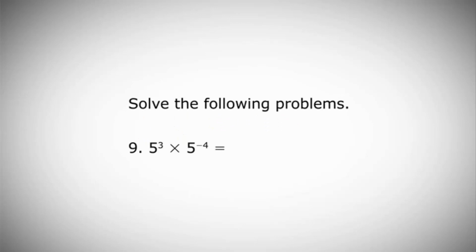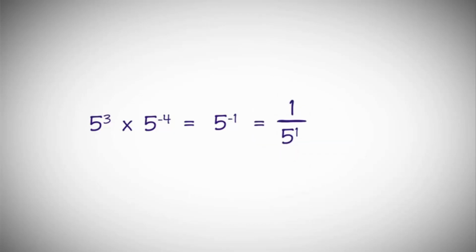Now let's take a look at number 9. Number 9 gives us the expression 5 to the 3rd times 5 to the negative 4th. The operation here is multiplication, which means that we're going to add our exponents. Our base stays the same, so 5 to the 3rd times 5 to the negative 4th is going to be equal to 5 to the negative 1st power, because 3 plus negative 4 is equal to negative 1. Now we can further simplify that because we have a negative exponent. 5 to the negative 1st power is going to be the same as 1 over 5 to the 1st power, which is just 1/5.